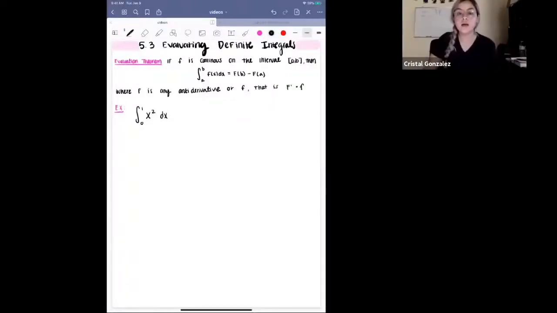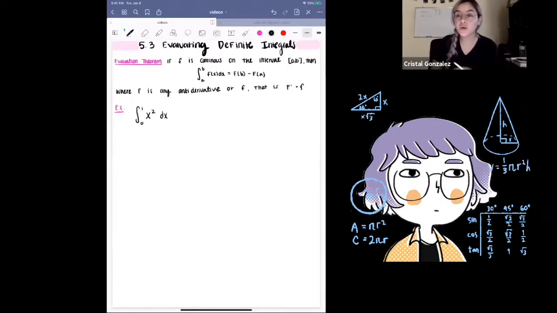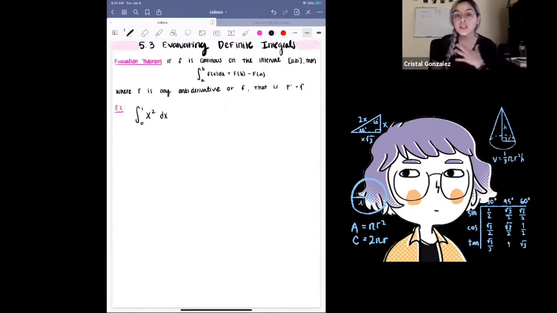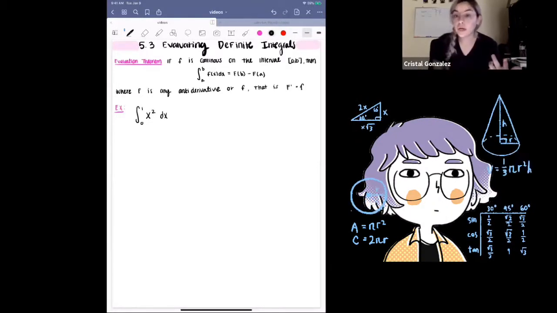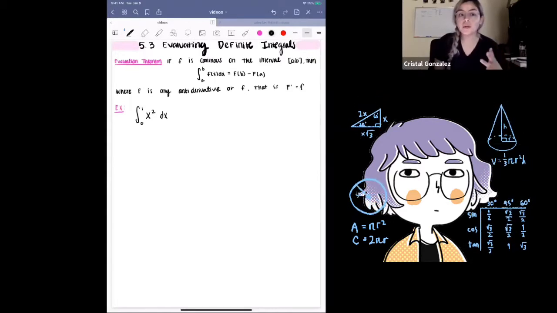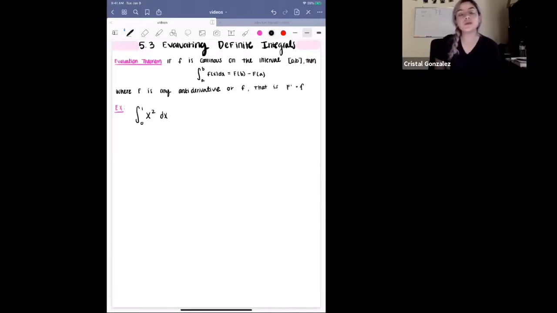Okay, hi everybody. So today we're going to talk about 5.3, which is called evaluating the definite integrals. And this is a really nice section because last section in 5.1 and 5.2, we actually did this the long way, which is because we want to know where all these ideas are coming from. So in 5.1 and 5.2, our job was to find the area under the curve.